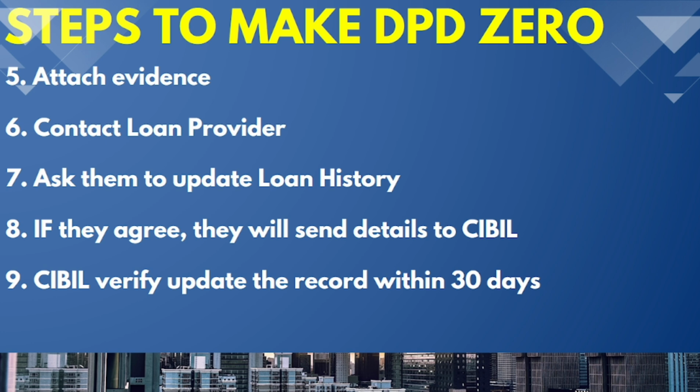Then you contact the loan provider who has given the loan. It may be a bank or a financial institution. Just contact them and ask them to update the loan history. After verifying, they'll update the details and send them to CIBIL. CIBIL will verify within 30 days. They'll mark the loan as regular and your DPD will become 0.